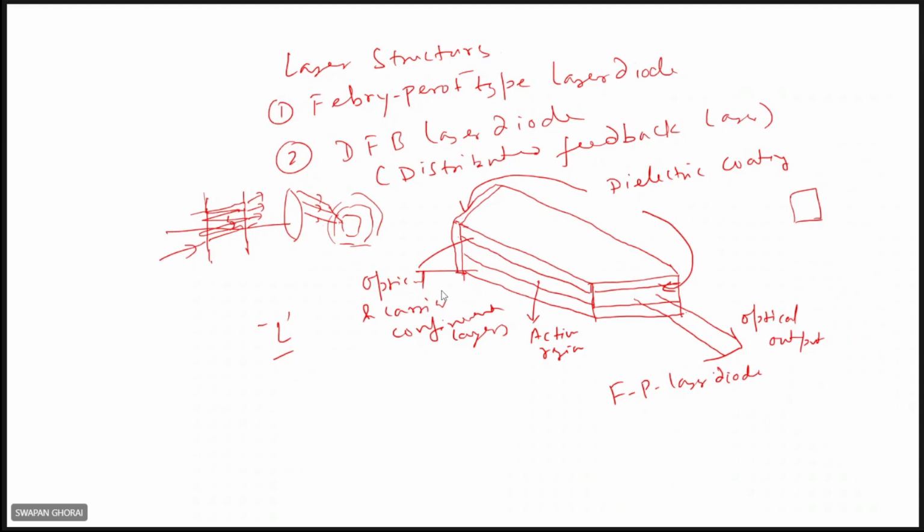In LEDs, we have seen the edge emitting and surface emitting types. Here, an almost similar structure is used, but you need feedback. Based on the feedback, there are two configurations: one is the Fabry-Pérot type laser diode, and the other is the distributed feedback laser diode. The Fabry-Pérot type laser diode is based on the Fabry-Pérot interferometer.